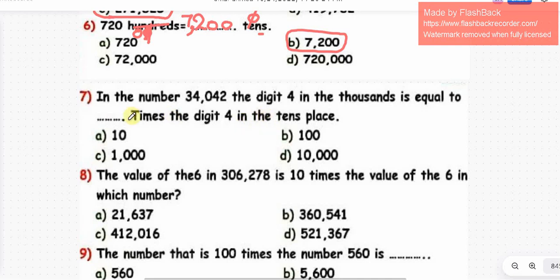Number 7, in this number, the digit 4 in the 1,000 is equal how many times the digit 4 in the 10s. To know how many times, we write both of them and then cross. Look here, the 4 in the 1,000, where is it? Here. Its value is 4,000. I'm gonna write it. And the other number is the 4 in the 10s place, its value is 40. Let's cross the first 0 with the first 0. Cross here the 4 with the 4. Now, what's left here? We have here 2 zeros left. So I'm gonna choose 100, which has 2 zeros.